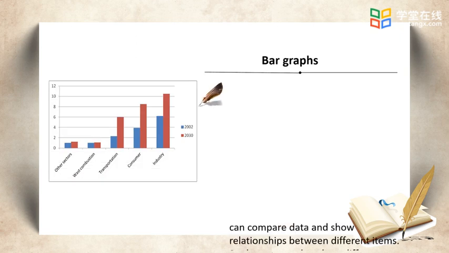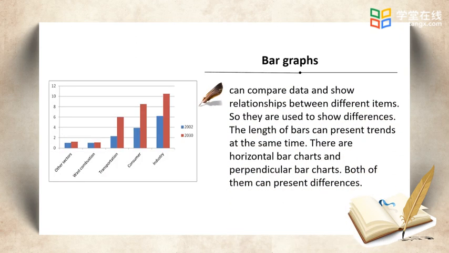Bar graphs can compare data and show relationships between different items, so they are used to show differences. The length of bars can present trends at the same time. There are horizontal bar charts and perpendicular bar charts. Both of them can present differences.